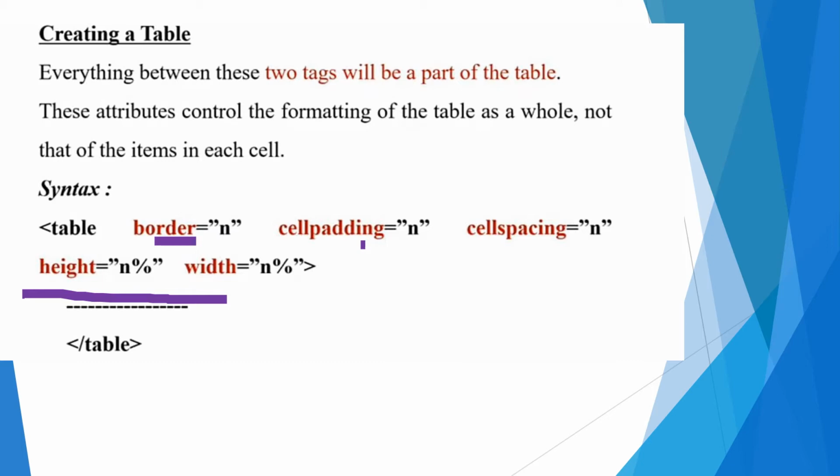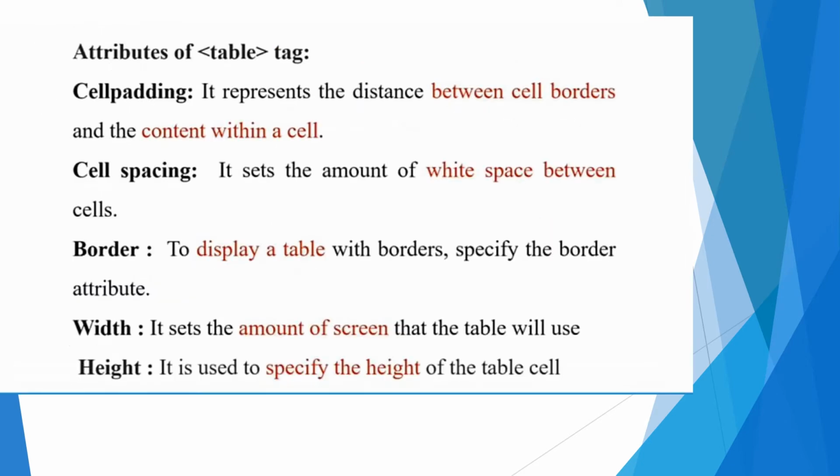These are the attributes of the table. These are only for the table, not for individual cells. What are the table attributes? We will learn in the next slide. First one is cell padding. It represents the distance between the border and the content within a cell. Cell padding means the distance between the border and the content within the cell.